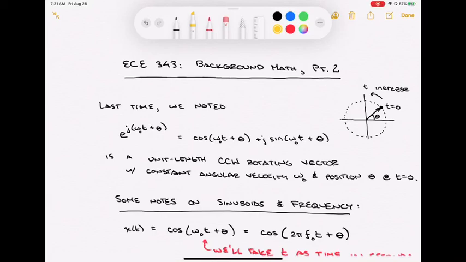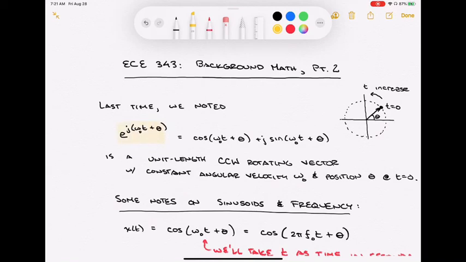So this will be the second lecture in the background math chapter of ECE 343. Just a reminder that because this is all background material, I've pre-written the notes and we'll go through it pretty quick. Last time we did take a look at a special case of the complex exponential that was parameterized with a time variable in it. And so we can look at that here.